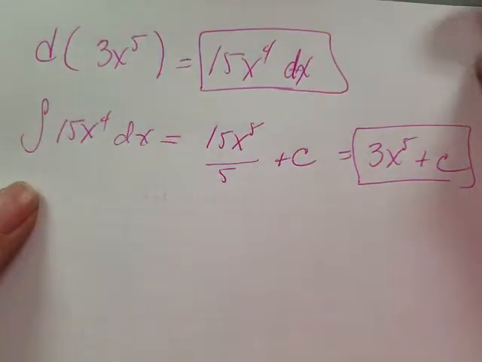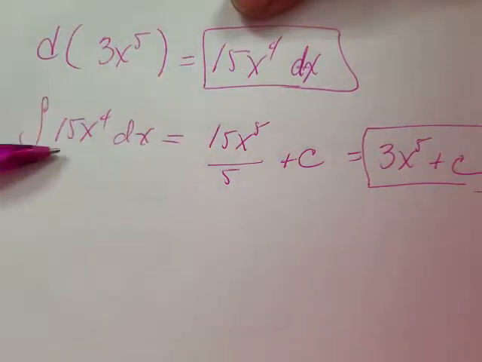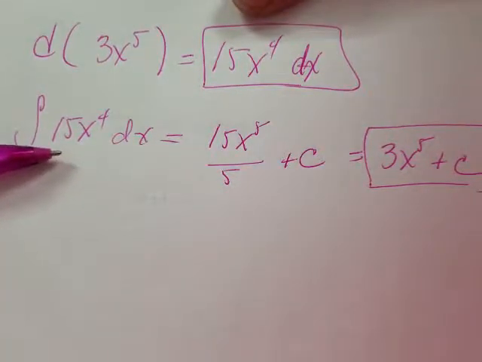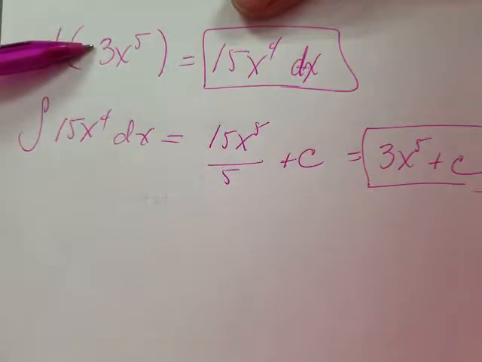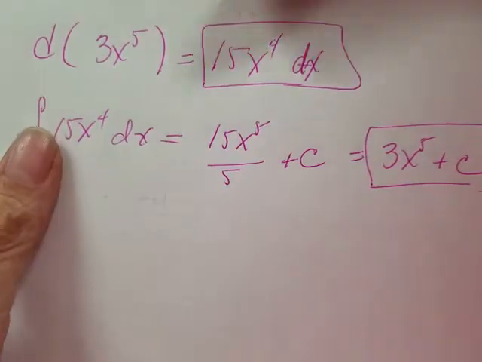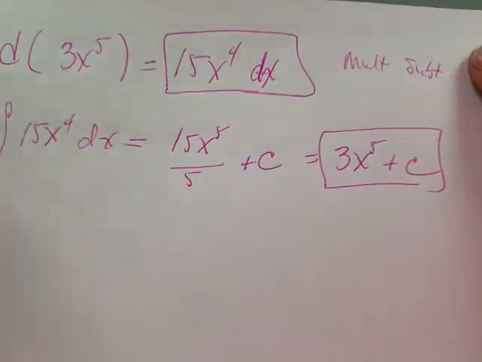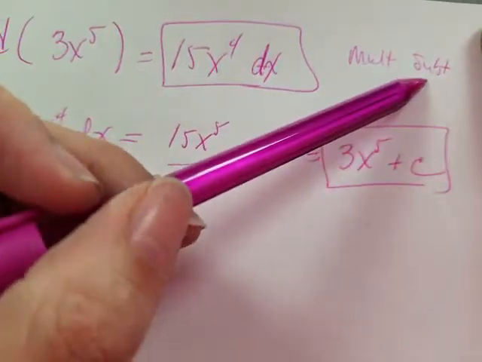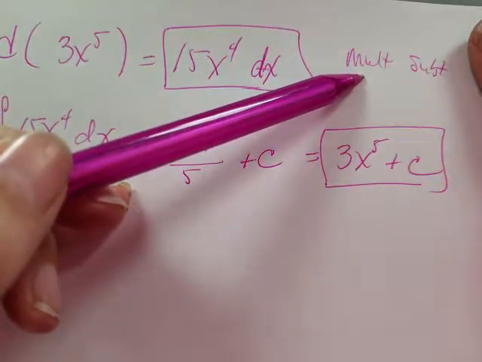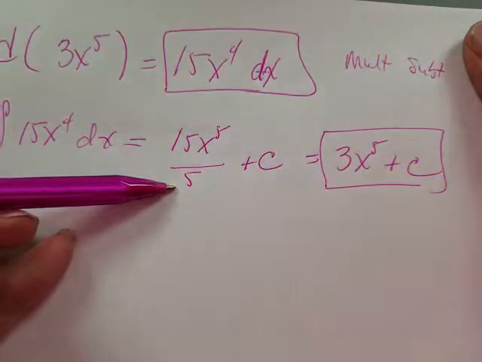But see, when I go backwards, let's say I ask you to integrate the 15x to the fourth dx. I'm asking you the derivative of what would equal that equation. So before we multiplied and then we subtracted, we are now going to do the reverse, remember? If we subtract 1 from the exponent, we're going to reverse this, we're going to add 1 to our exponent, and we will now divide by that new number. So I'm going to add 1 to this exponent, and that becomes 5. I divide by the new exponent of 5.